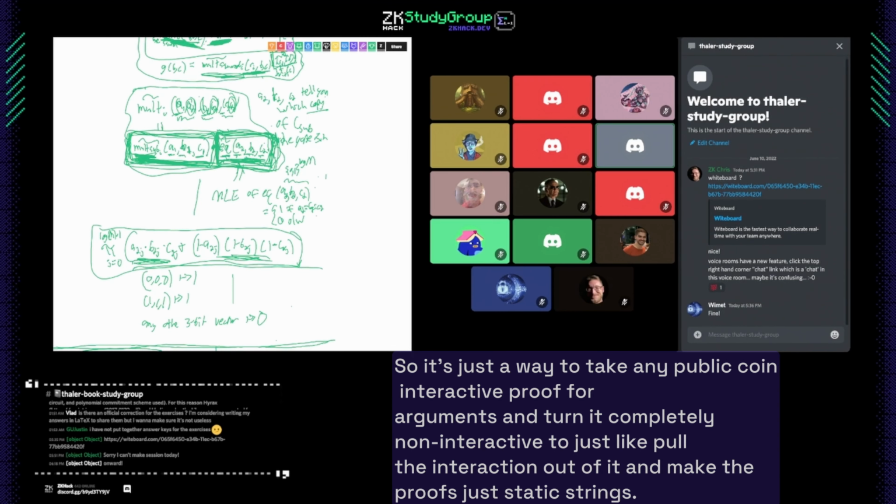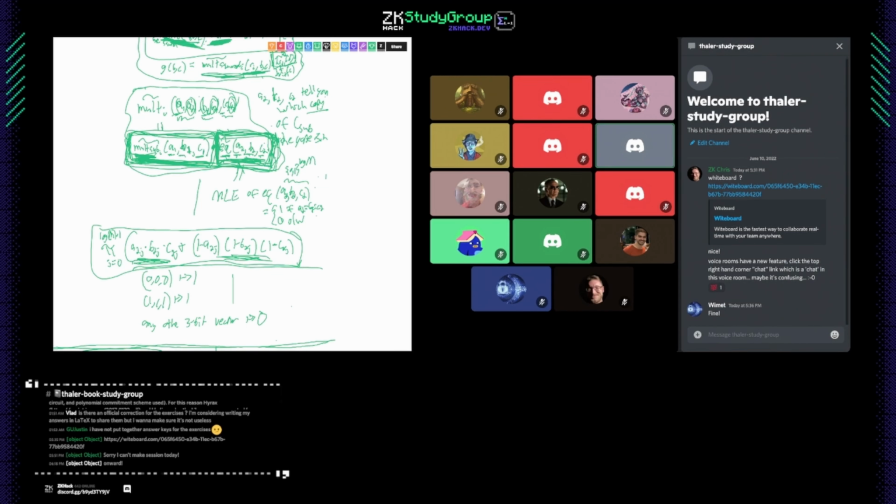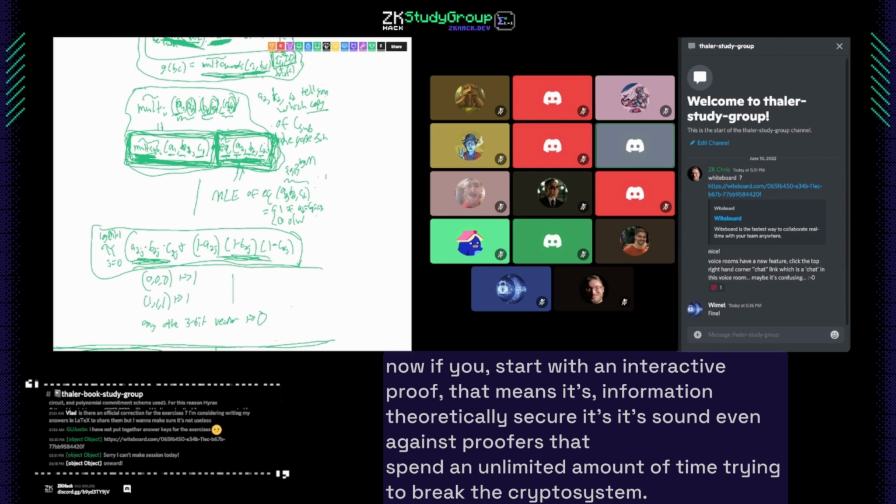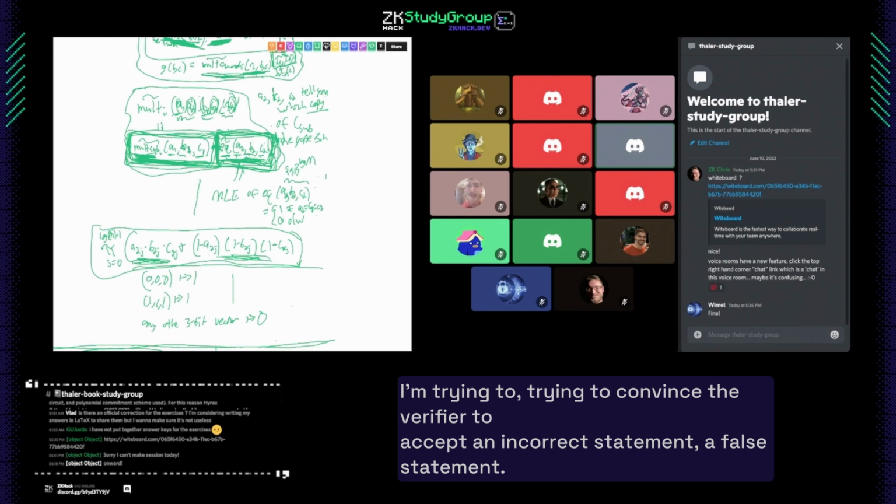It's just a way to take any public coin interactive proof or argument and turn it completely non-interactive, to pull the interaction out of it and make the proofs just static strings. Now, if you start with an interactive proof, that means it's information theoretically secure. It's sound even against provers that spend an unlimited amount of time trying to break the cryptosystem, trying to convince the verifier to accept a false statement.